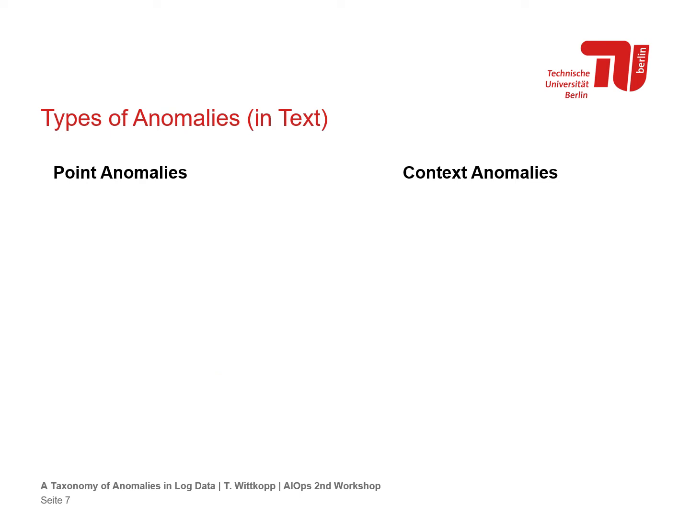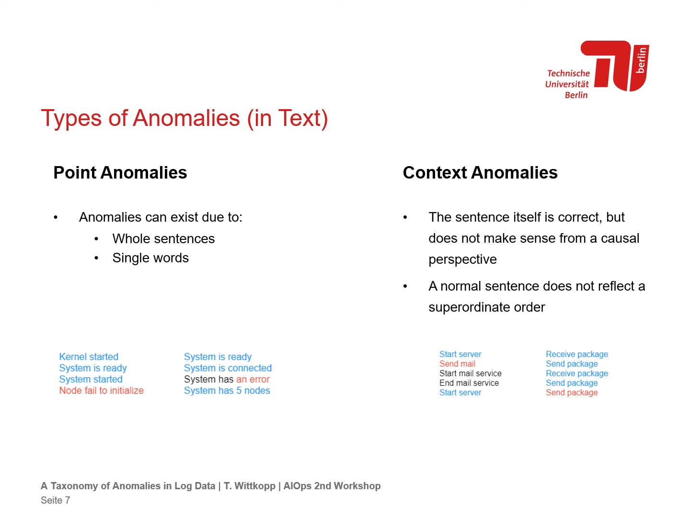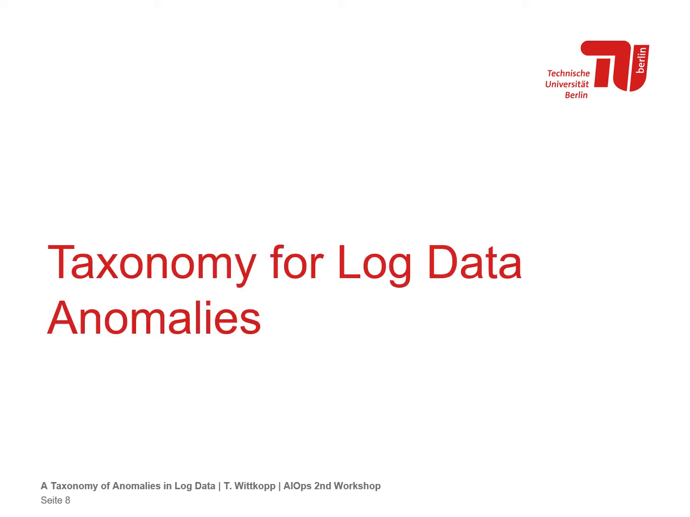If we transfer this knowledge to texts, we can determine the following for point anomalies. Either a whole sentence is an anomaly, or an individual word in a sentence is an anomaly. As shown in the example, on the left side, the whole sentence is an anomaly, and on the right side, only these two words pose the anomaly. In contrast to that, in the field of context anomalies, the following cases could be imagined. Either a sentence does not fit causally in the place, as in the left example. Here the mail is sent before the mail server is started. Or as a second example, we have again a reoccurring pattern, like in the right example, which is then suddenly interrupted. Now we move on to the taxonomy.